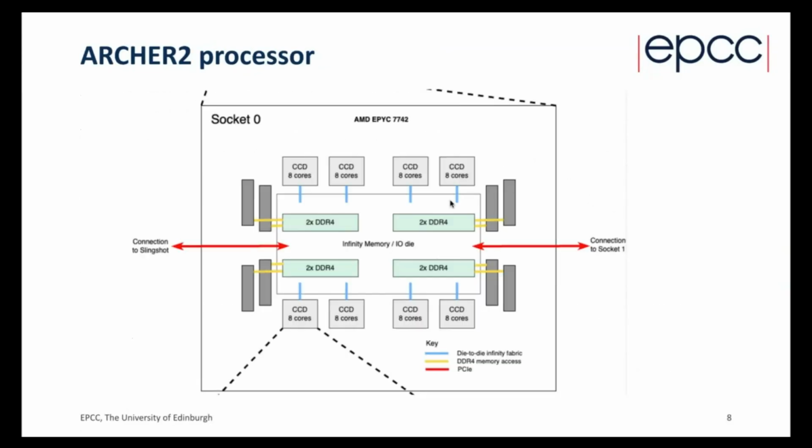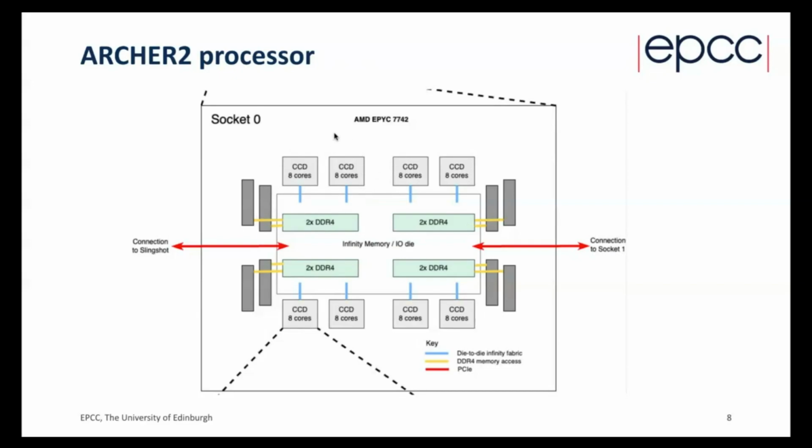Should say there's one level above that, the NUMA regions. So we have 4 NUMA regions per processor, each containing 2 CCDs, with each CCD containing 8 cores. So each NUMA region has 16 cores.